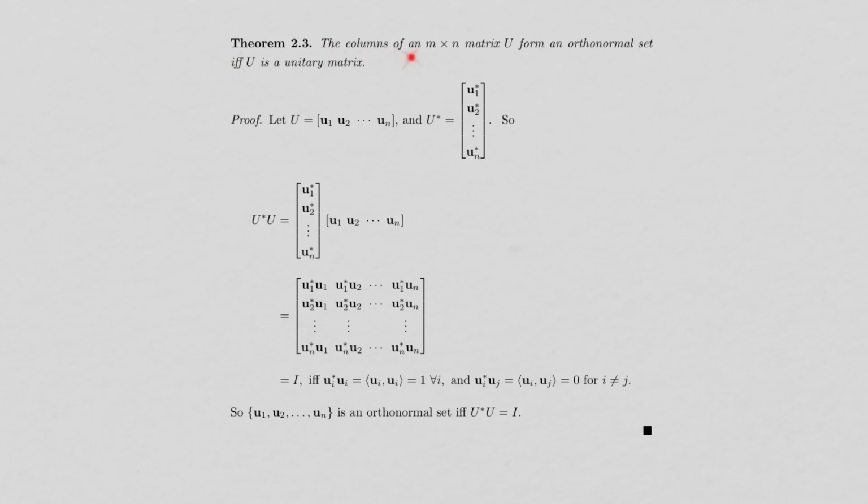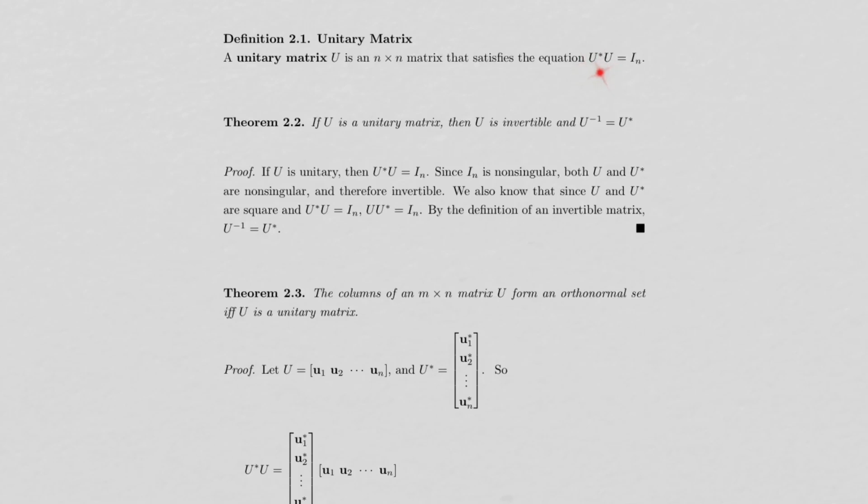This theorem tells us that the columns of an n by n matrix U form an orthonormal set if and only if U is a unitary matrix. Among other things, this is really useful if we are given a set of column vectors and we want to decide if they're an orthonormal set. Simply form a matrix, U, whose columns are these vectors in the set, and compute U star U. And if you get the identity matrix, then U is unitary, and if you don't, U is not unitary.